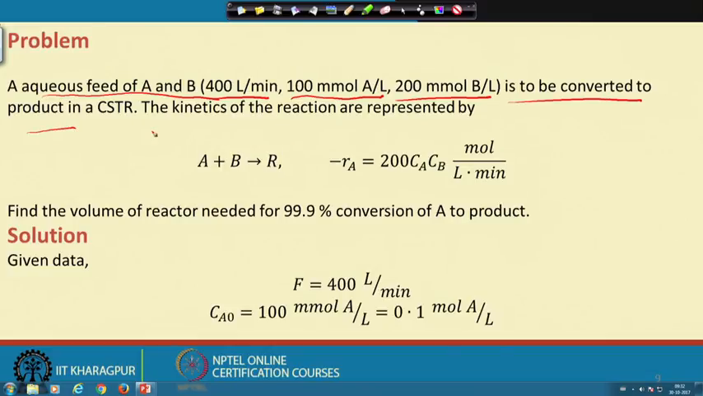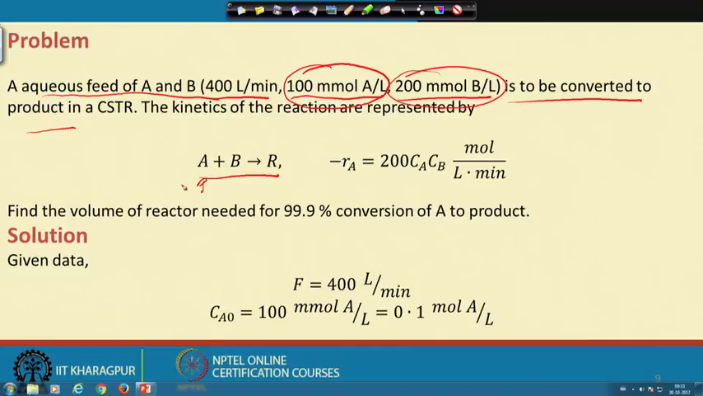So here I want to tell you one thing: when your reaction is A plus B equal to R, that indicates 1 mole of A reacts with 1 mole of B to give 1 mole of R. So this is the stoichiometry. In this particular case, your concentration of A is less as compared to the concentration of B. So the limiting reactant is A, that we should remember.